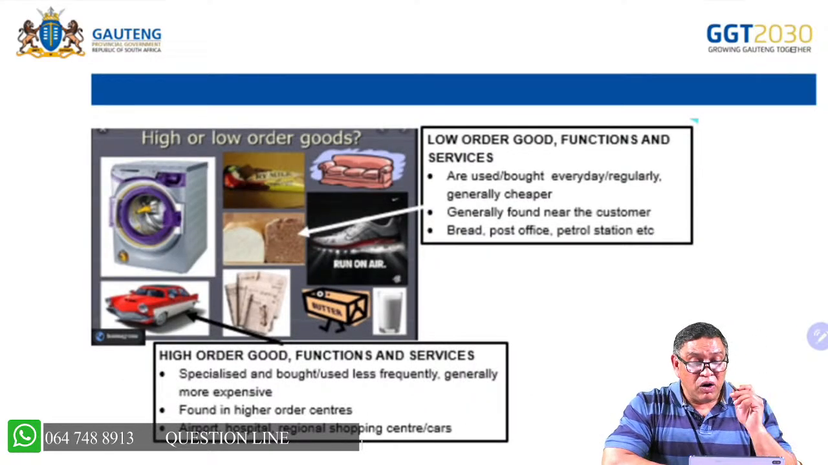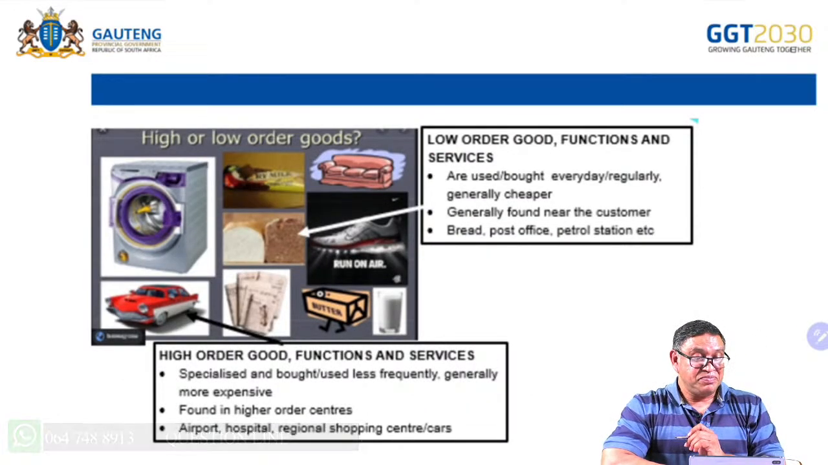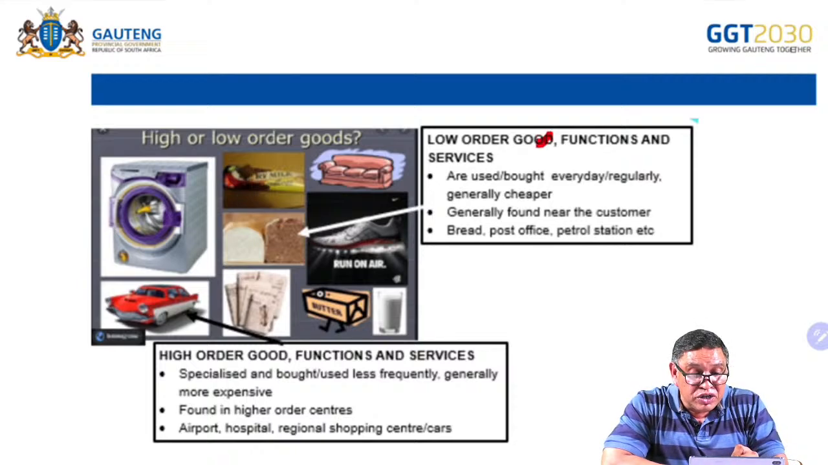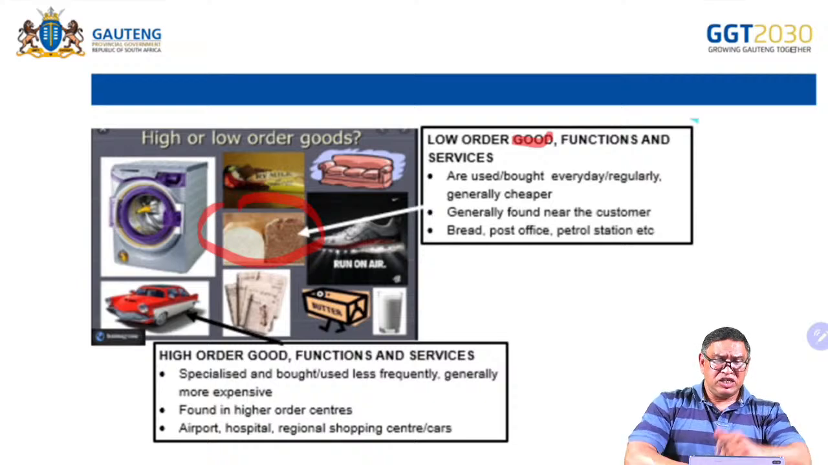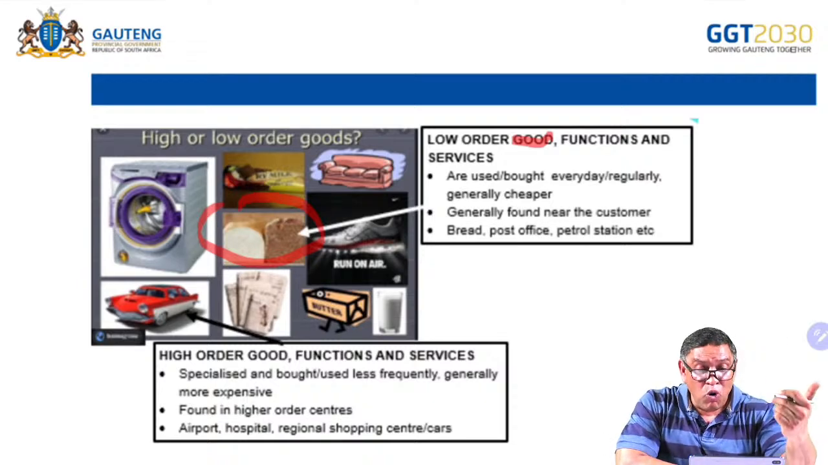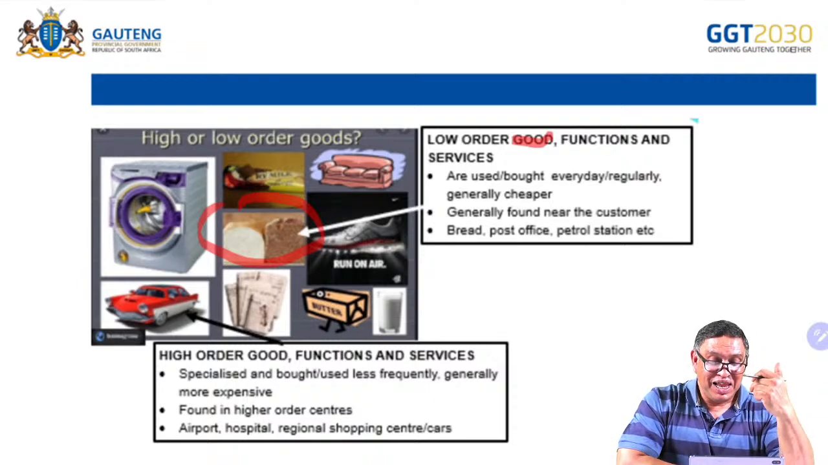Then order of good and function. So let's look at a low order good. Remember the word good, your bread. What's so low order about that? It's cheaper. It's bought more often. Can you see? Like the bread.